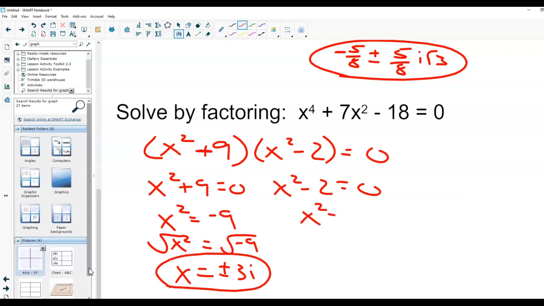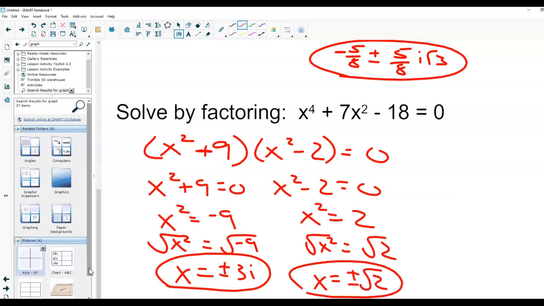Here I add 2 to both sides, and now I got to take the square root of x squared and the square root of 2. So my x equals plus or minus root 2. And that's your answer. Okay.